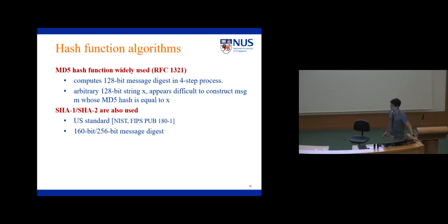So there are, again, some commonly used hash functions. MD5 was more frequent earlier. Today, SHA-2 is the most frequently used one, also known as SHA-256. SHA is the abbreviation for secure hash algorithm.